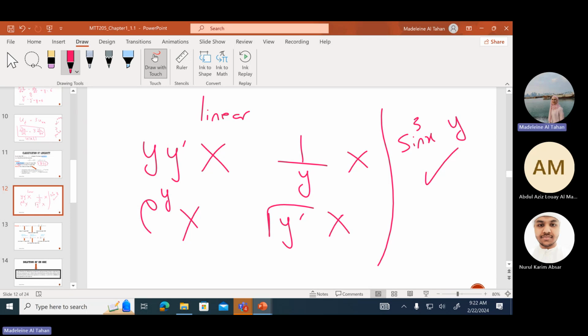Okay, design your own example of a linear differential equation. Please, each of you design your own example of a linear differential equation and raise your hand when it's done.